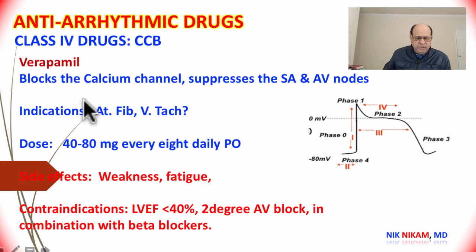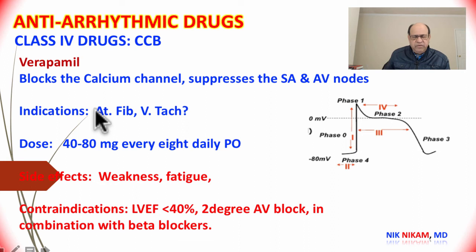Verapamil can be given in a dose ranging from 40 to 80 milligrams every 8 hours, or we can use long-acting verapamil in patients who can tolerate it. Verapamil causes weakness and fatigue. Verapamil is particularly useful in patients with atrial fibrillation who have rapid ventricular response and also have significant obstructive airway disease, which prevents us from using beta blockers. And in these patients, verapamil may be quite useful in controlling the ventricular rate in the presence of atrial fibrillation.